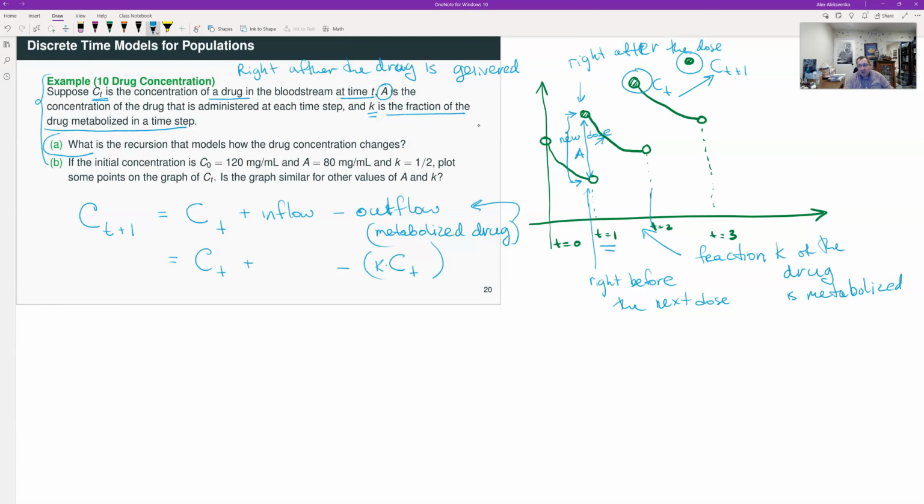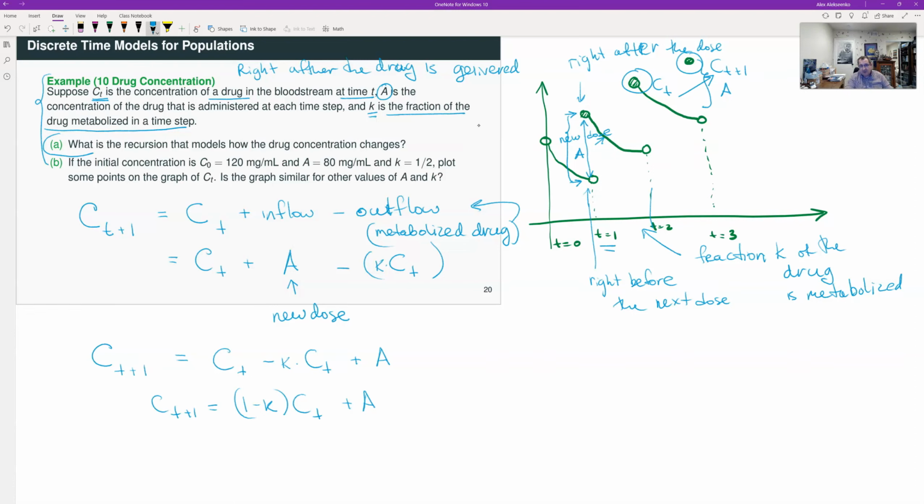Okay, what is the inflow? Well, inflow happens when we get the new dose. That would be that A. All right, that's our inflow. That's the new dose. I think we're done. We have our recurrence relation. The amount of drug at the next step is equal to the amount of drug on the previous step, minus the amount of drug metabolized, plus the new dose of the drug. I can combine the first two terms into 1 minus K times C_T. And we have our formula: C_(T+1) equals (1 minus K) times C_T plus A.